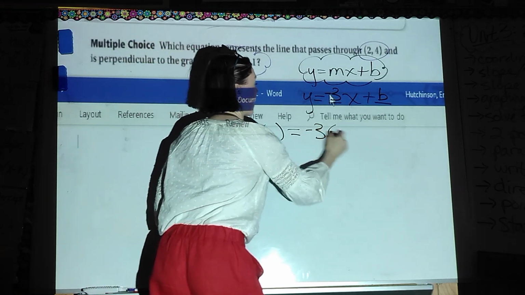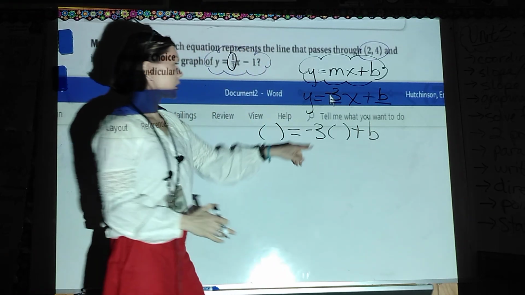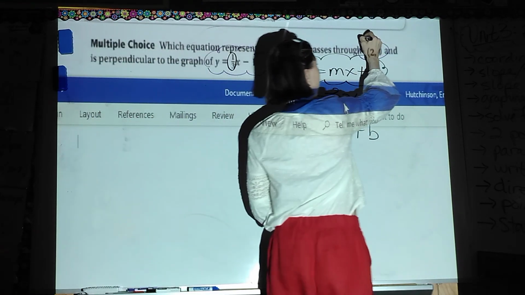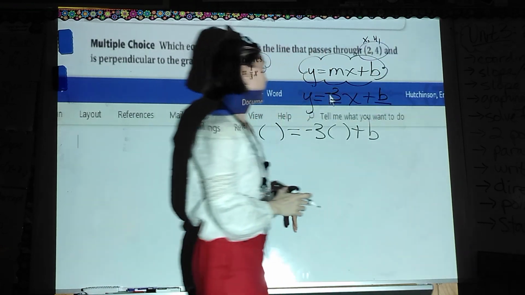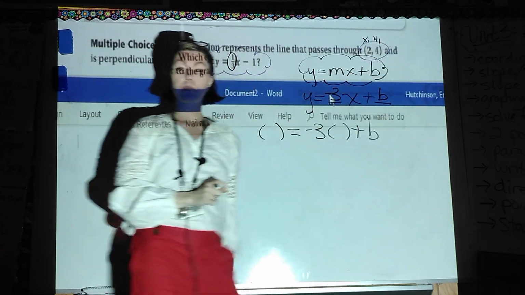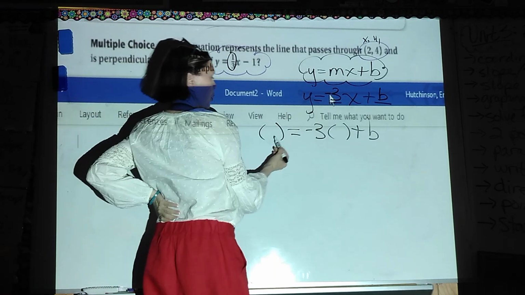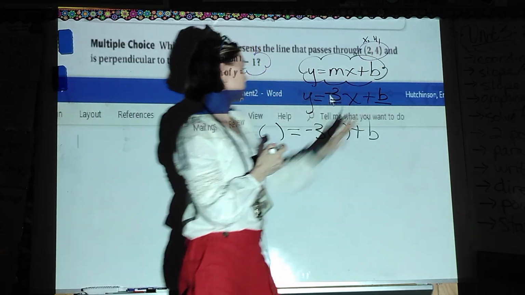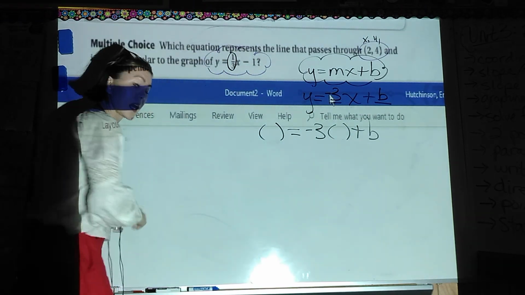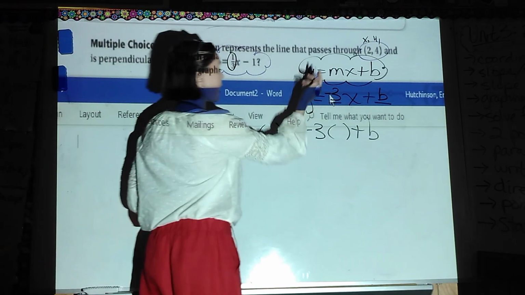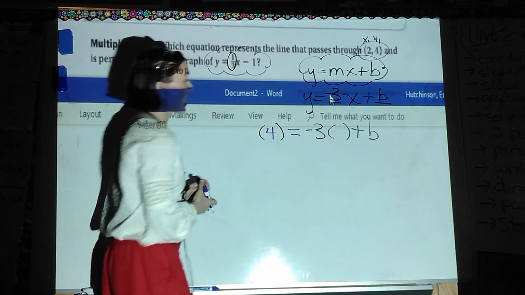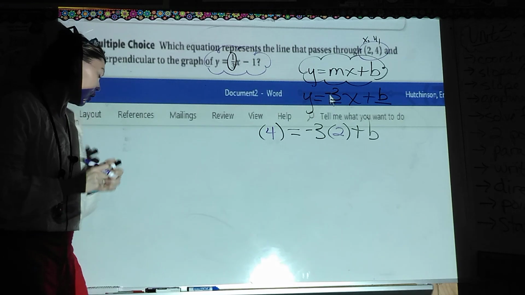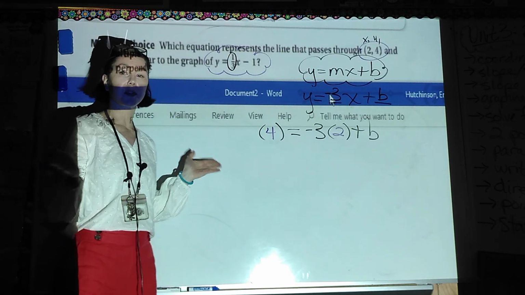Okay, we know that the slope is -3. We're going to use the point. Here's our point, x sub 1, y sub 1. We have to use this point. So we have to fill in our x value and our y value here from the point that they gave us. Okay? So our y value is 4 and our x value is 2. There you have it. So now all you have to do, folks, is do the math and solve for b.